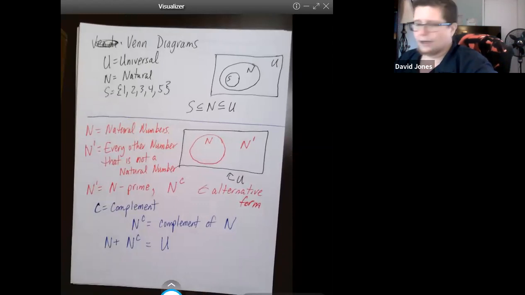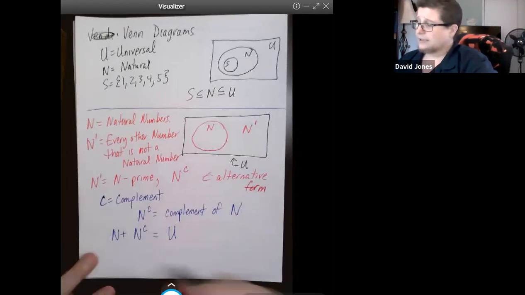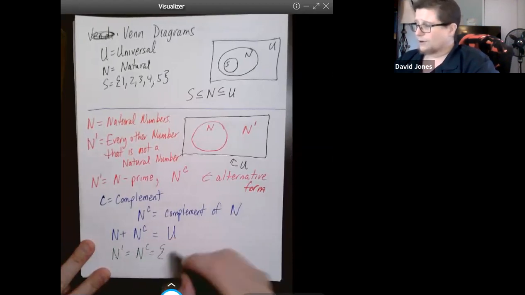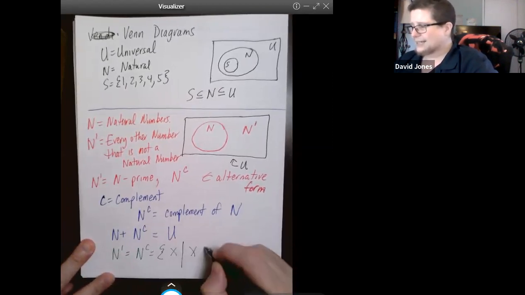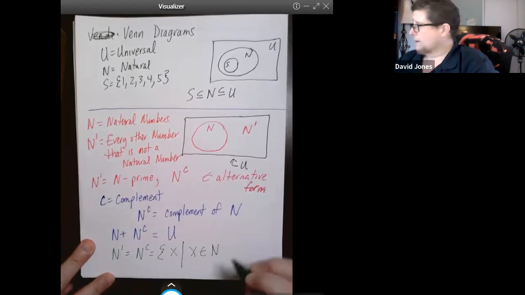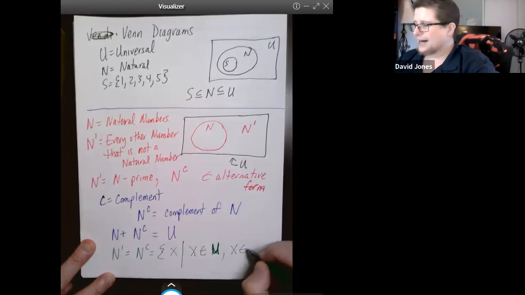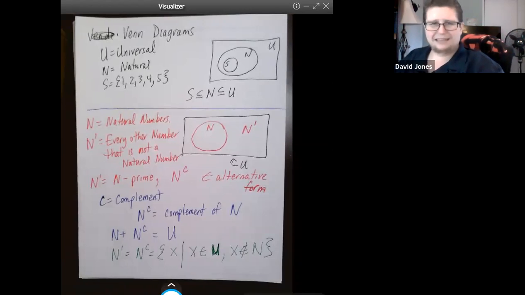If we use our set builder notation, I could say N prime, or N complement, is the set of all elements x such that x is in U, but x is not in N. That's a little confusing, huh? I agree. But that's the terminology we have.